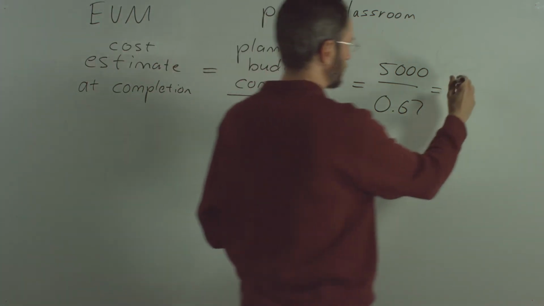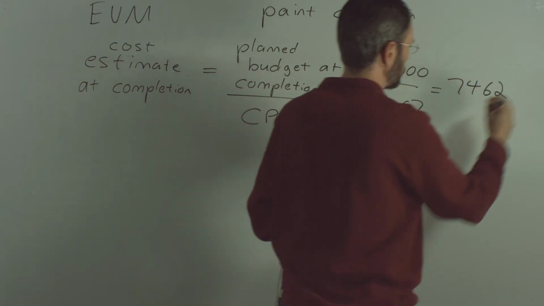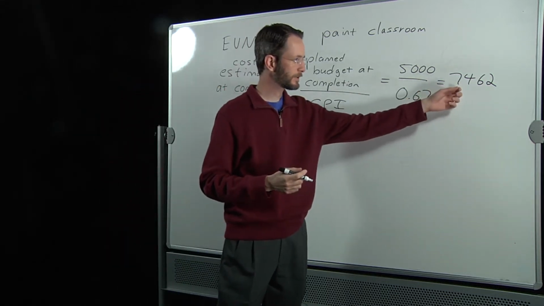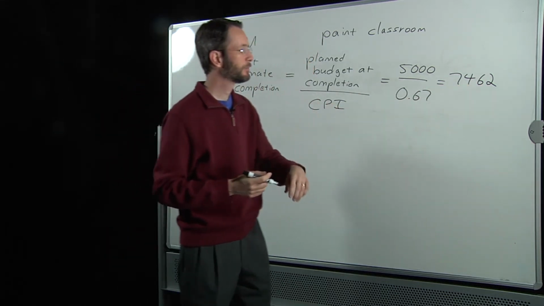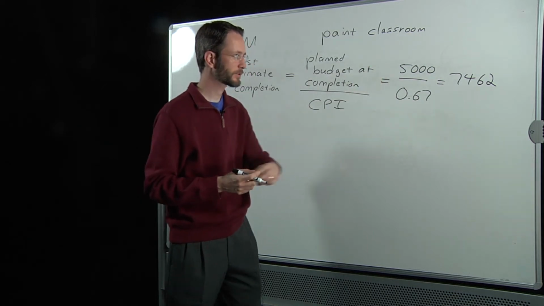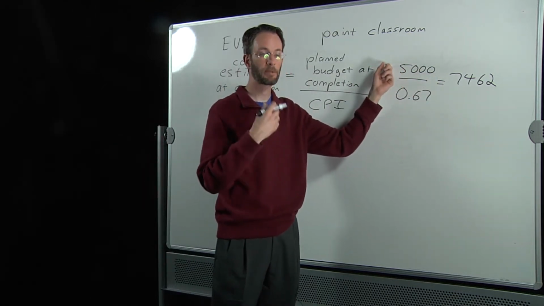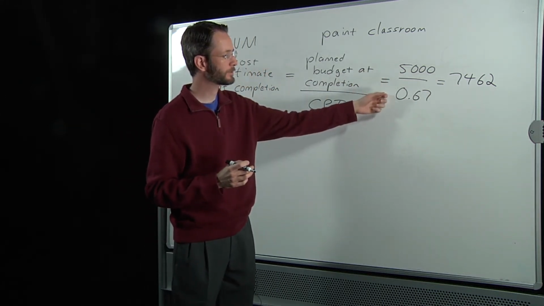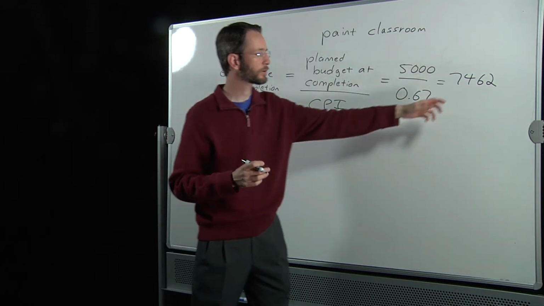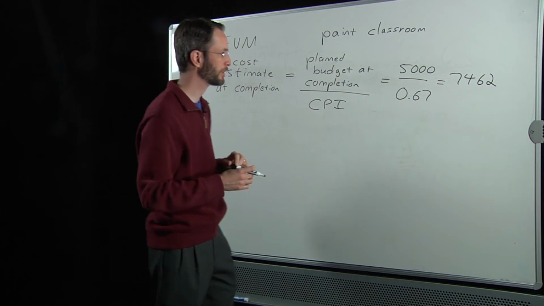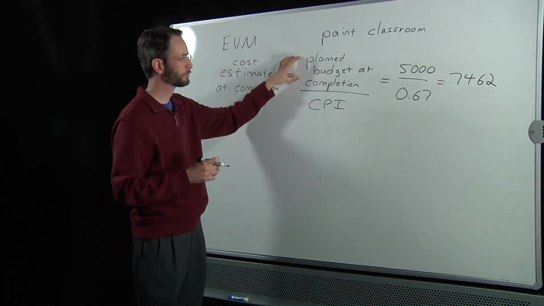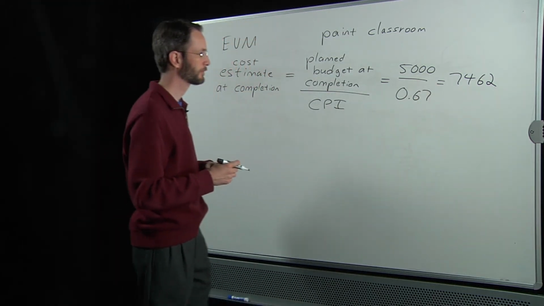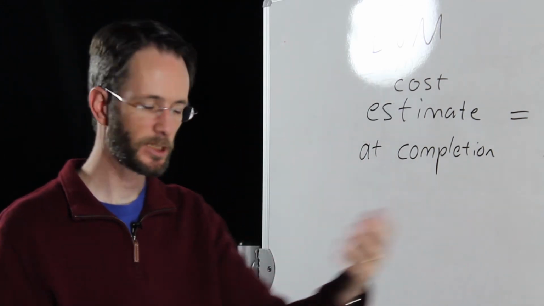This gives us a value of $7,462. So if we kept going at this current rate, we would end up spending $7,462 on this project, but we only plan to spend $5,000. So clearly, we are over budget, right? We're going to spend more than we plan to, which is a bad thing, negative. So it makes sense that the CPI is less than 1 here. We get a bad amount, greater than what we had planned to spend. But again, the total budget for the whole project divided by our CPI gives us this number. So if we keep going at this rate, we'll end up spending this much money.